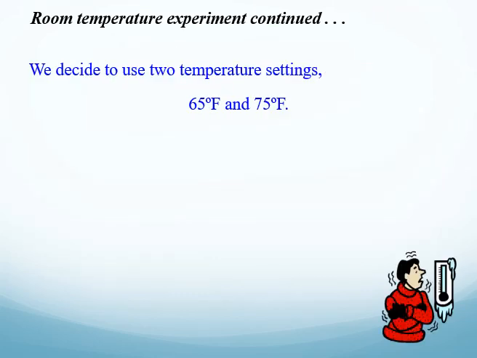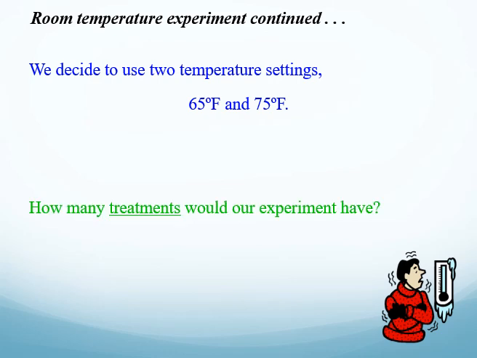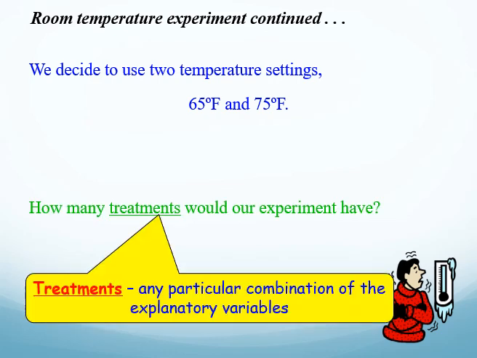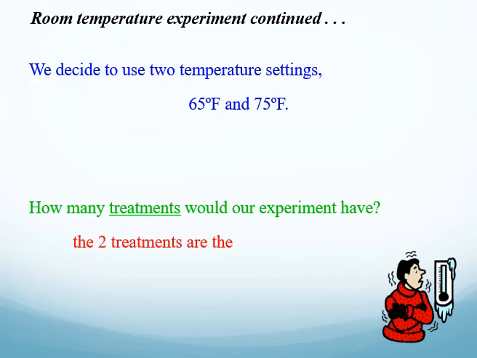So in our situation, we decide, okay, let's have two rooms, two different temperatures. Some rooms will be 65 degrees and some will be 75 degrees. So how many treatments do we have? The treatment is the particular combination of explanatory variables, and our explanatory variable here is simply the temperature. So we have two treatments: the two temperature settings. We can think of that as two different levels of one factor.